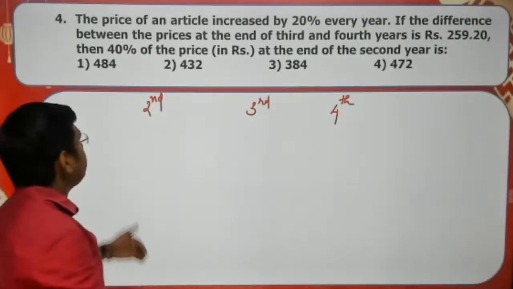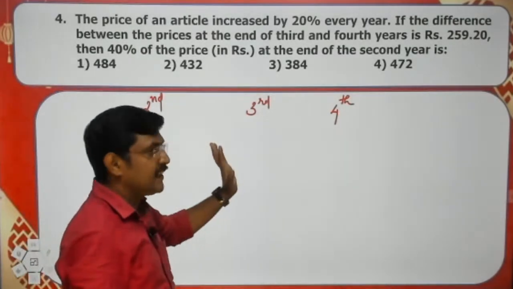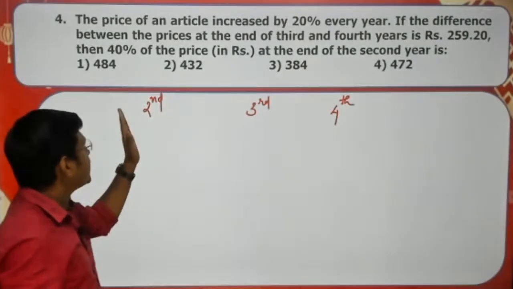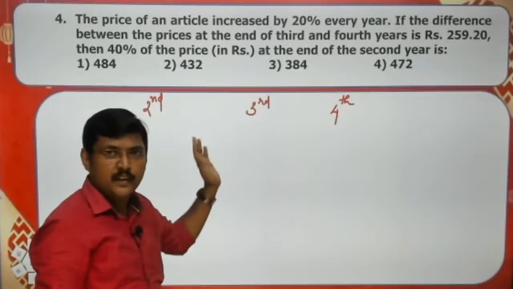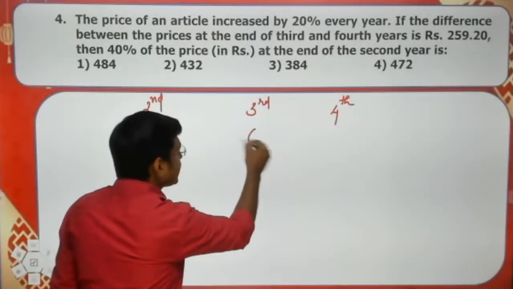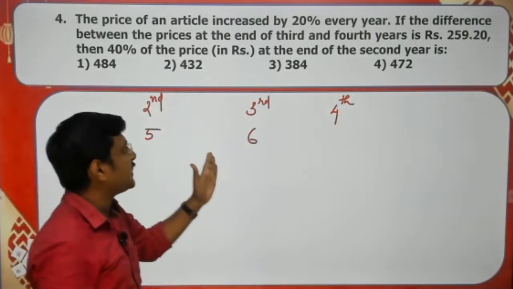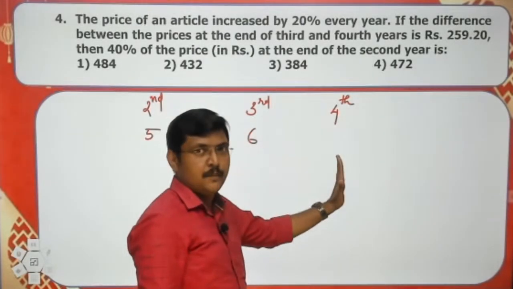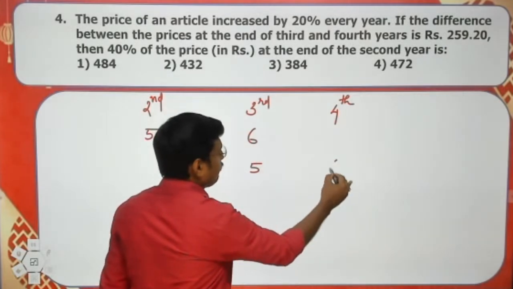The price of an article increased by 20% every year. That means with respect to a given year, the next year is 20% more. If the 2nd year is 100, then the 3rd year will be 120, 20% more. In ratio, if this is 5, then it will be 6, because 100 is to 120, that is 5 is to 6. Similarly for the 3rd and 4th year, the ratio will be 5 is to 6.